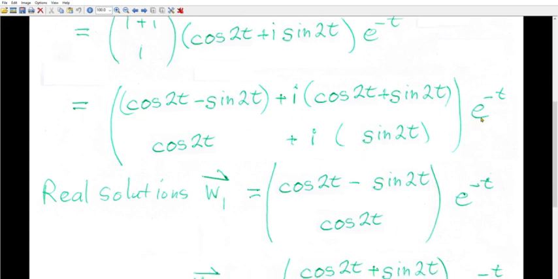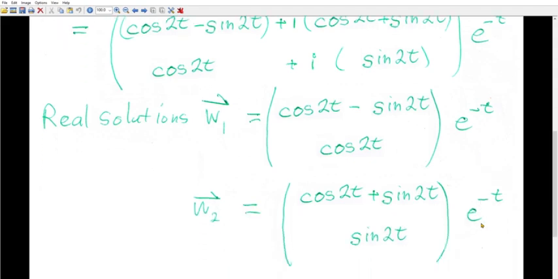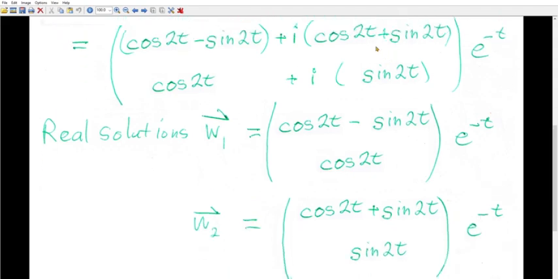Notice that it's still multiplied by e to the minus t. So we get a solution (cosine 2t minus sine 2t, cosine 2t) times e to the minus t. And the other solution is the imaginary part, which is (cosine 2t plus sine 2t, sine 2t) times e to the minus t. And those are our two independent real solutions.